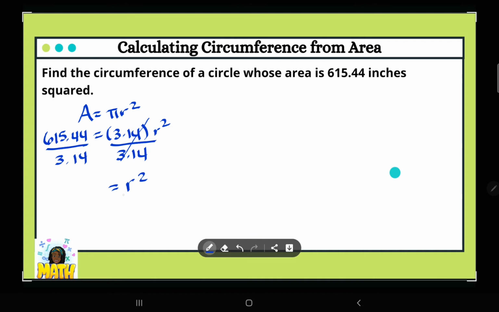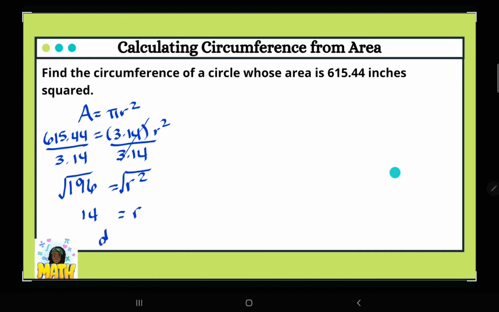And 615.44 divided by 3.14 is 196. Now we're going to take the square root of both sides and find that r is equal to 14. So my radius is 14. Now if I wanted my diameter, I'm going to take my radius and multiply it by 2, and I'd find that for this example, my diameter is 28. And if I wanted to know what my units are, it's saying that it's inches, so these would also be inches.